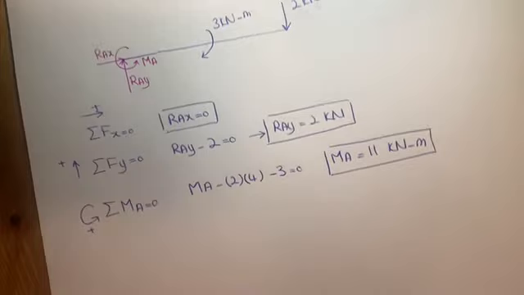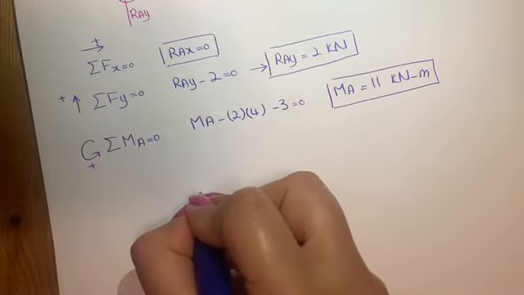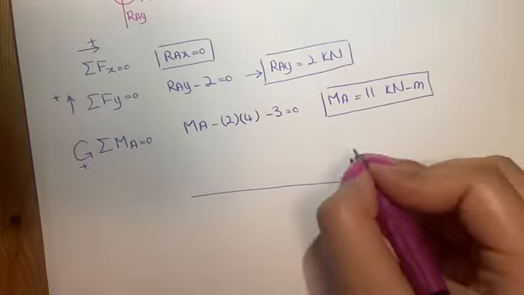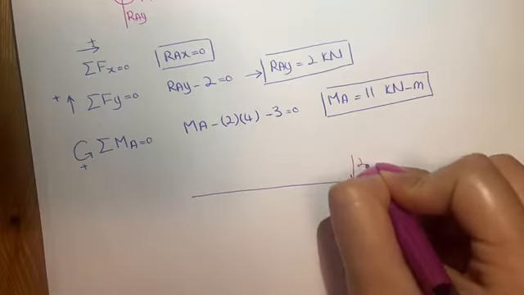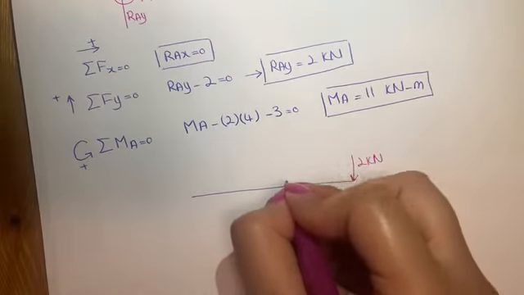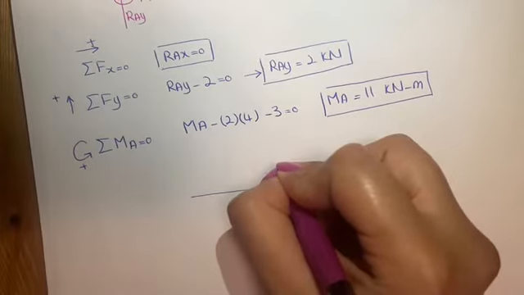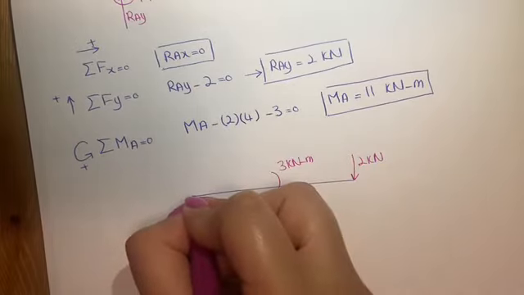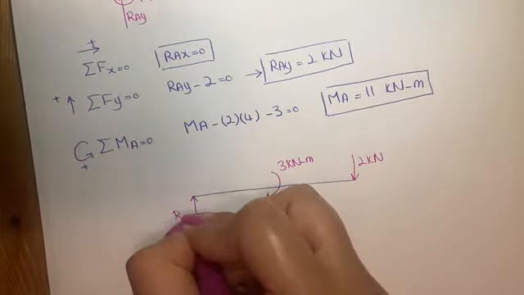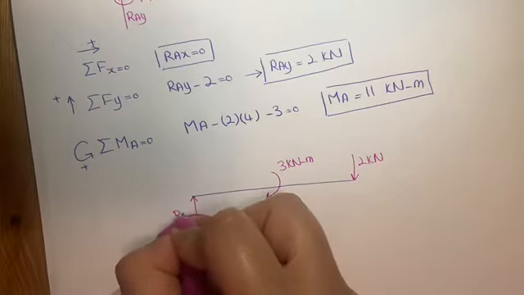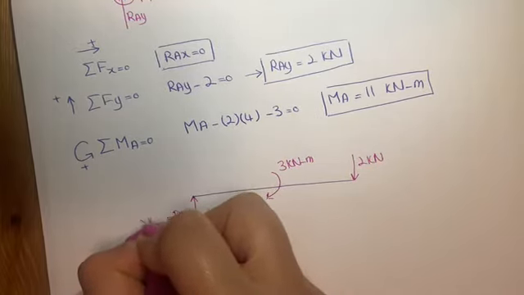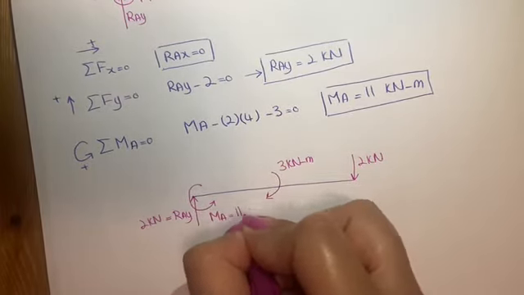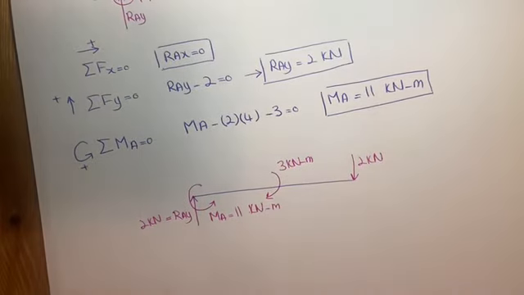So the final free body diagram of the beam is like this. The 2 kilonewton force, the 3 kilonewton meter moment. Here there is a vertical force RAY equal to 2 kilonewtons and a moment of 11 kilonewton meters.